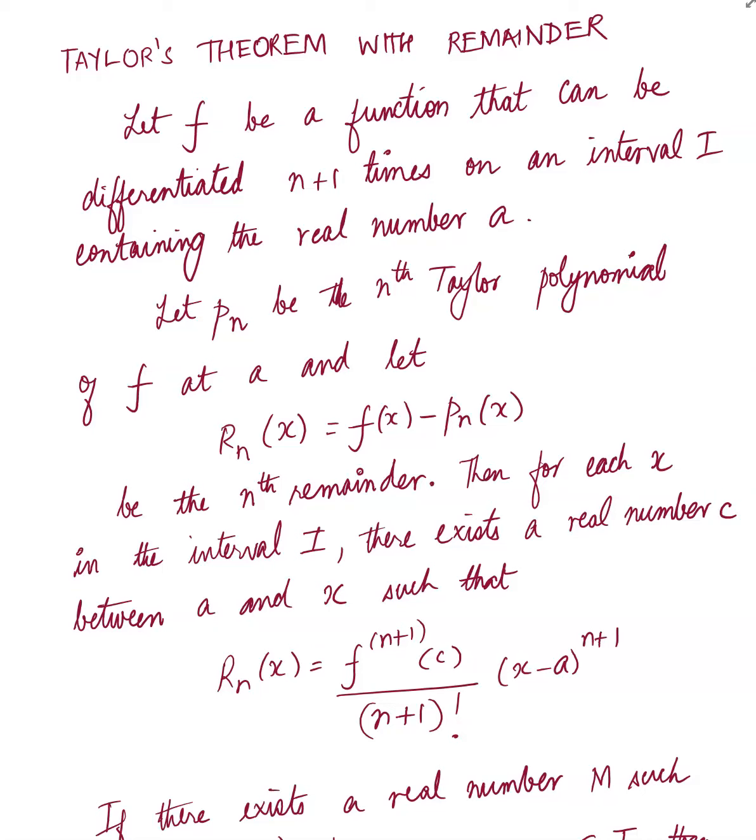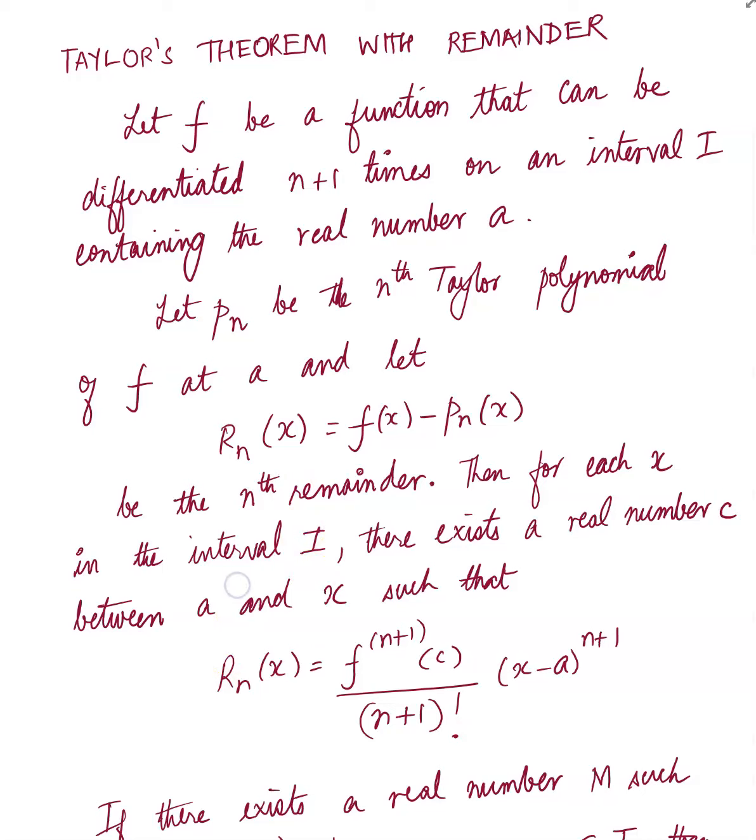Then for each x in the interval I, there exists a real number c between a and x, such that Rn of x can be defined by the n plus 1th derivative. Okay, so f of n plus 1 of c, which is the n plus 1th derivative of f, over n plus 1 factorial, times x minus a power n plus 1.